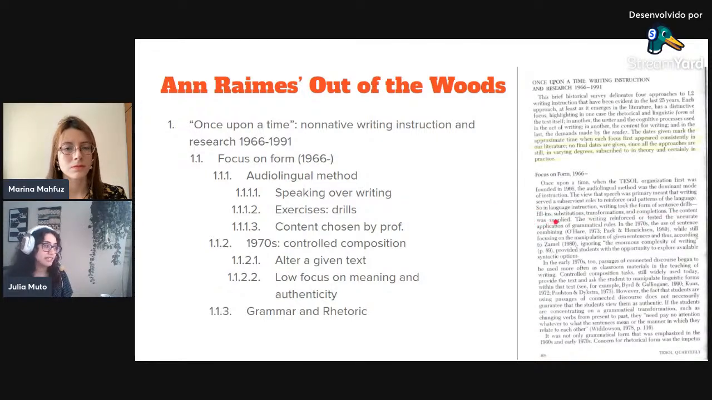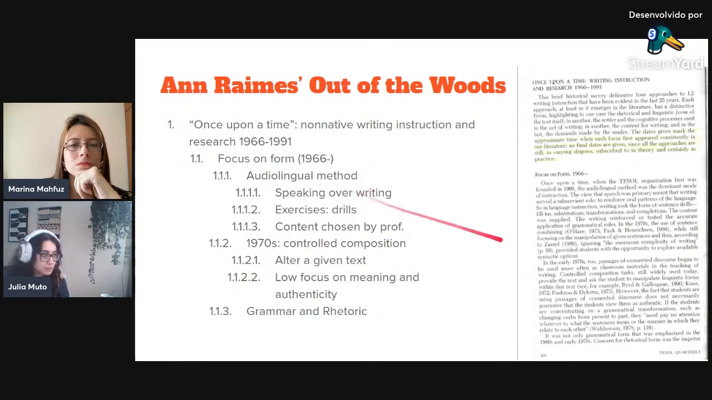The content was supplied. The content here, she's talking about the text, right? And here I said content chosen by professor. I'm using my own abbreviations. This is for me, right? So if it were for a class or my advisor, I may not use certain abbreviations. Let's move on here. The writing reinforced or tested the accurate application of grammatical rules. So it's going to focus on grammar. It focuses on form, as far as I'm concerned.